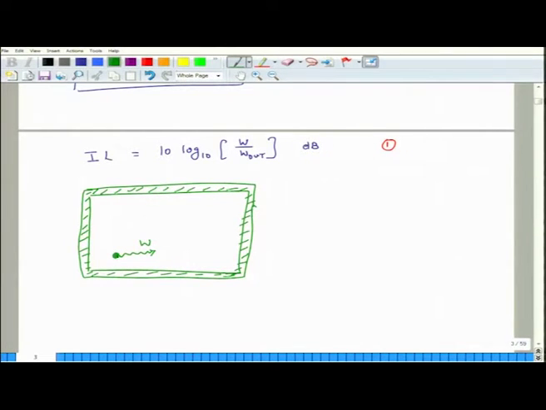Now, this W, the sound goes and strikes. So, there is an incident watts, and then there is also reflected watts. So, some sound energy is impinging upon the wall, some sound energy gets reflected, some sound energy gets absorbed, and whatever is left gets transmitted out.